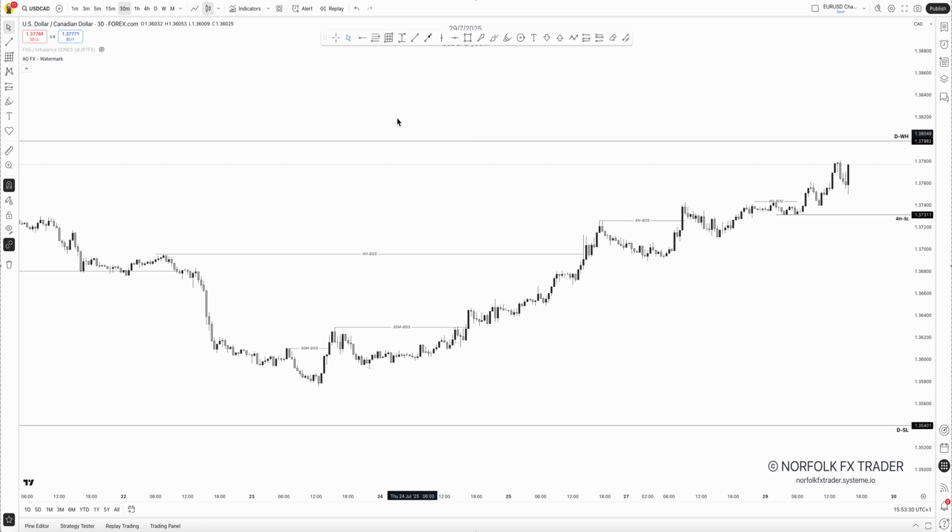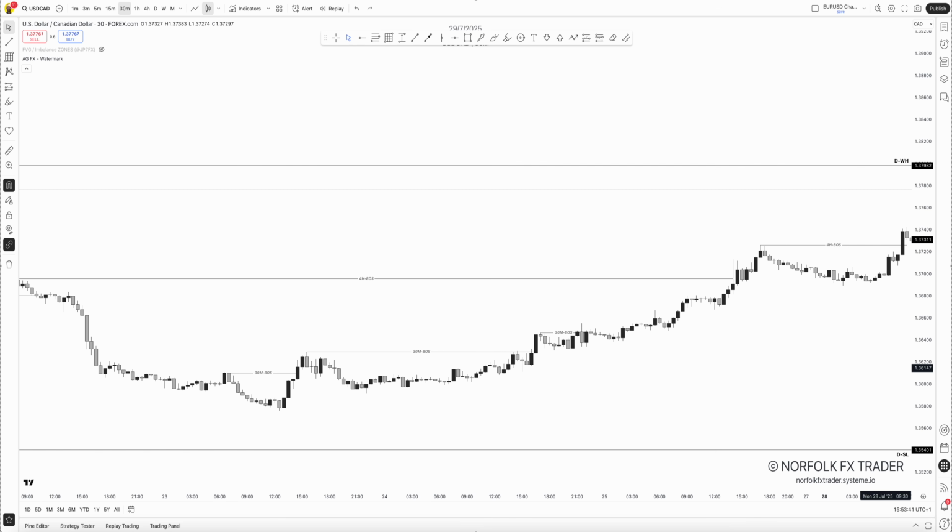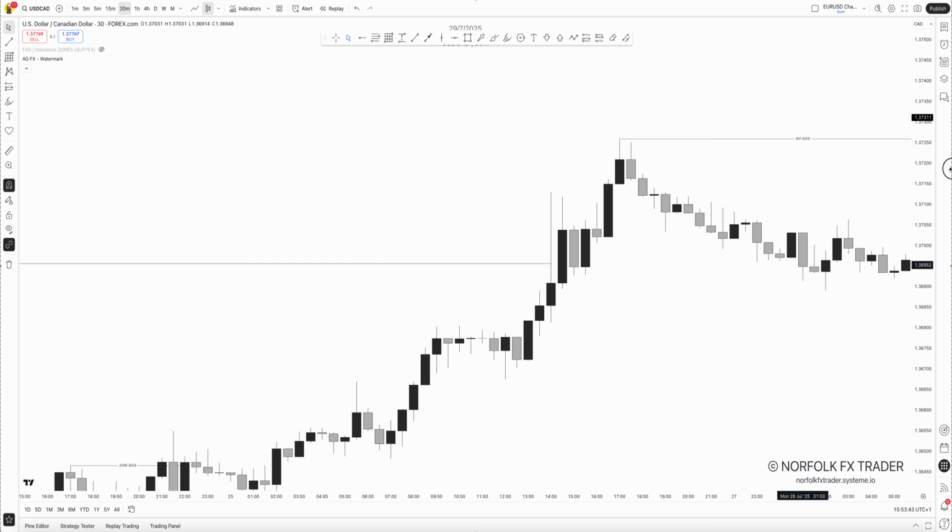You can see how quickly I just mark this off. We don't even need to look. You can start to pinpoint where these levels should be. New break of structure again. Now we'll just zoom in here because it's going to be easier for you to see.